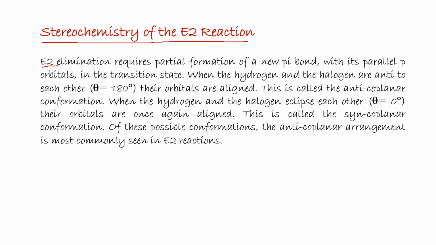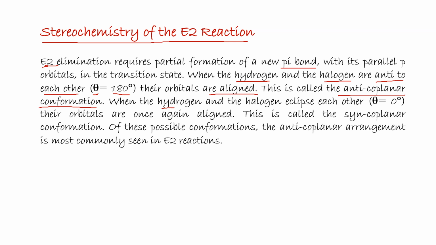E2 elimination requires partial formation of a new pi bond with its parallel p orbitals in the transition state. When the hydrogen and halogen are anti to each other, the dihedral angle theta equals 180, their orbitals are aligned. This is called anti-coplanar conformation.